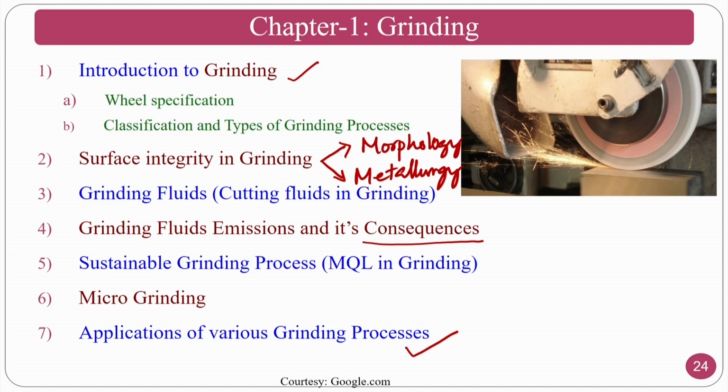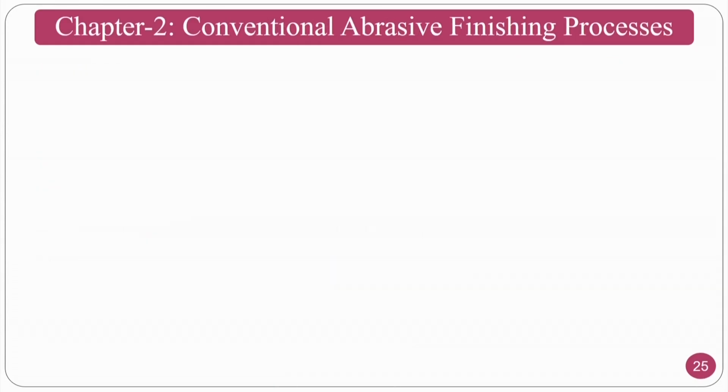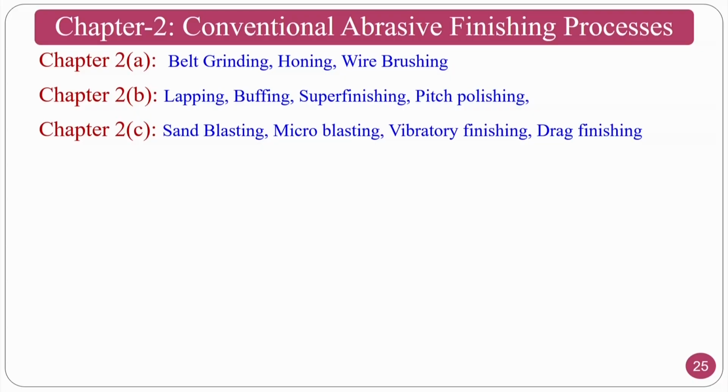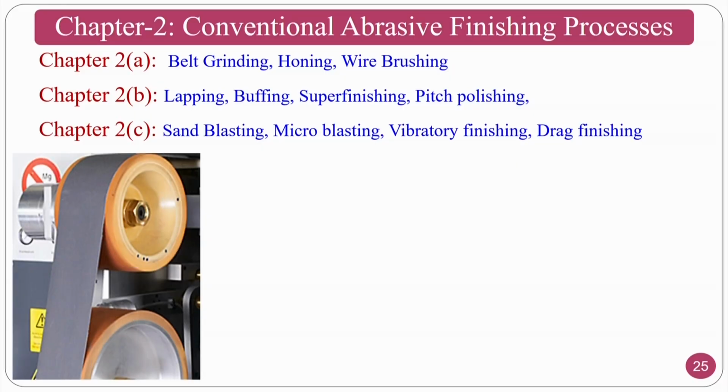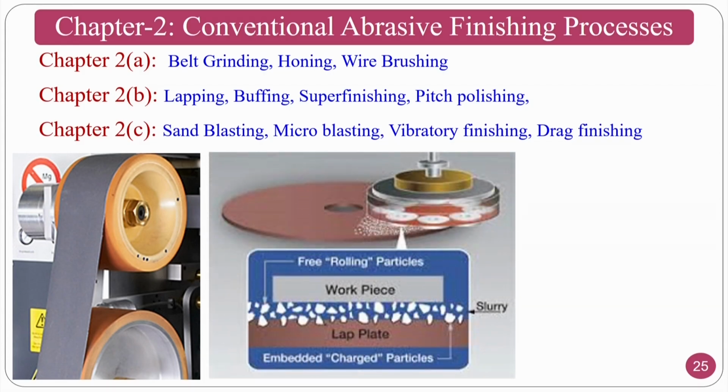So, you can see here this is called a surface grinder, and how material is removed you can see in this particular picture. This is how the material is removed from the surface grinding process. For the conventional abrasive finishing processes, you will study the belt grinding process, honing process, wire brushing process. You will also study the lapping process.